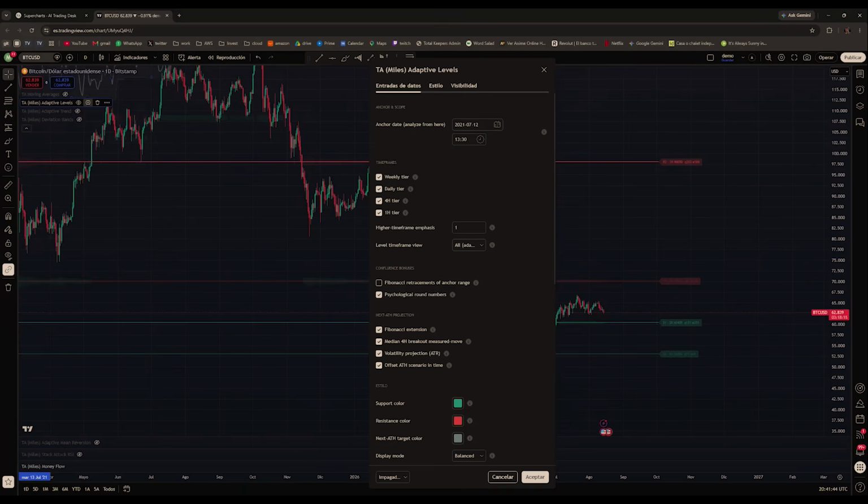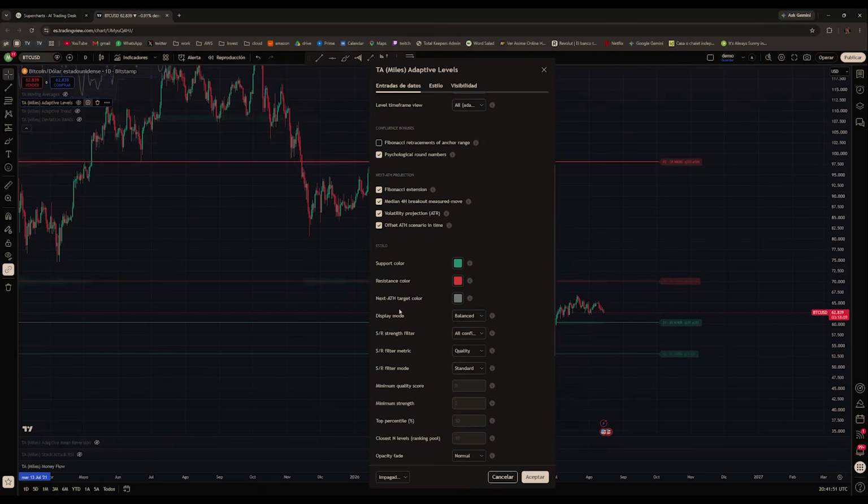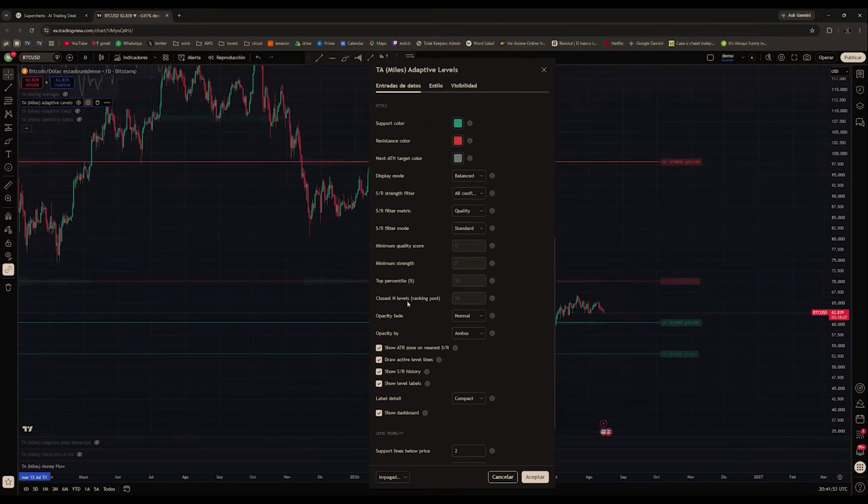I will say, I think it works best when you do have them all enabled. It's going to take into account Fibonacci retracements, psychological round numbers, a lot of different areas. And because it can get quite noisy by default, if you have a long historical chart, you can always filter by quality, you can filter by strength, you can filter by both of them, right? So you can choose how many you display. If you are filtering, let's say, by the top percentile, so you are only seeing the best half, right?